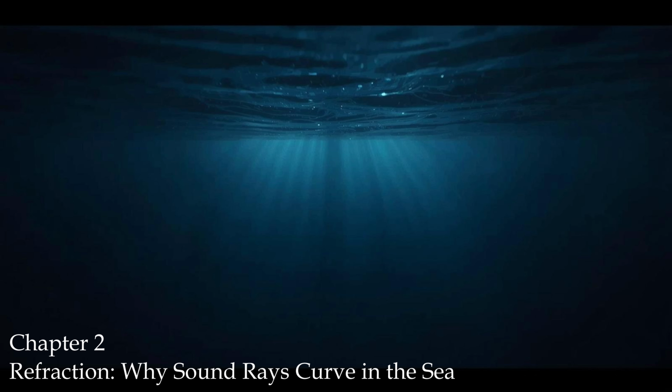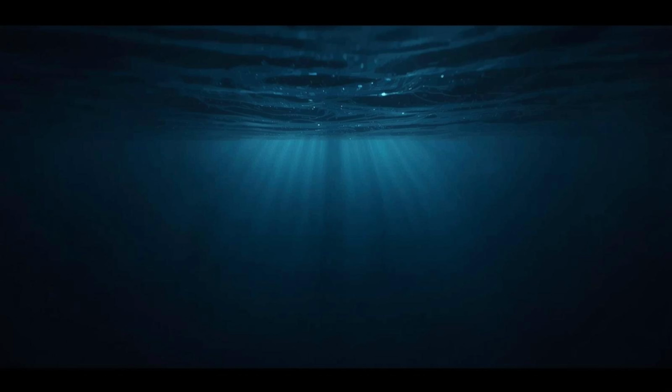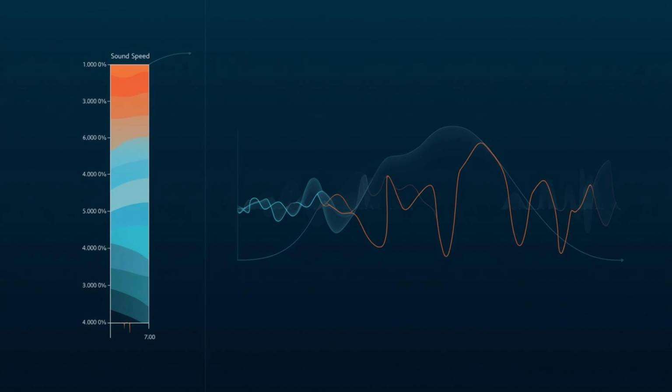2. Refraction. Why sound rays curve in the sea. On land, we are used to sound traveling in almost straight lines, at least over short distances. In the ocean, that picture is incomplete. Here, sound behaves a bit like light passing through glass. When it moves from one medium to another, from warm water to cold water, or from low pressure to high pressure, its speed changes. And when speed changes gradually, sound waves bend. This bending is called refraction.